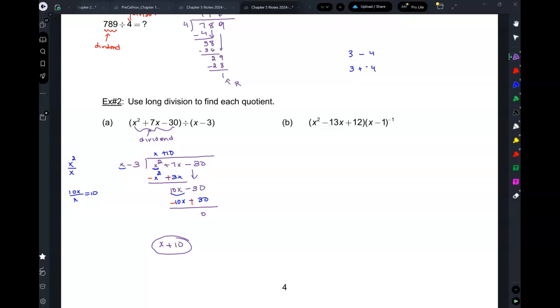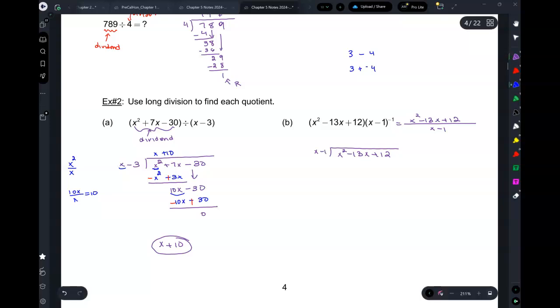Look at this one. This is x squared minus 13x plus 12 times x minus 1 to the power of negative 1. So we know this is the same as x squared minus 13x plus 12 over x minus 1. So it's one thing divided by the other thing. So let's do that. x squared minus 13x plus 12 divided by x minus 1.